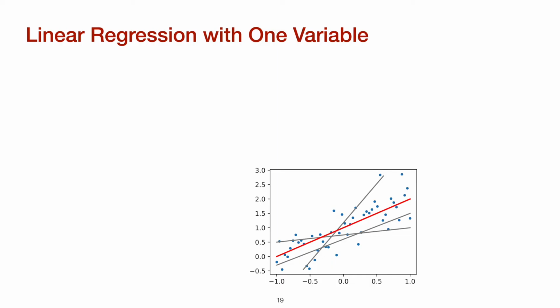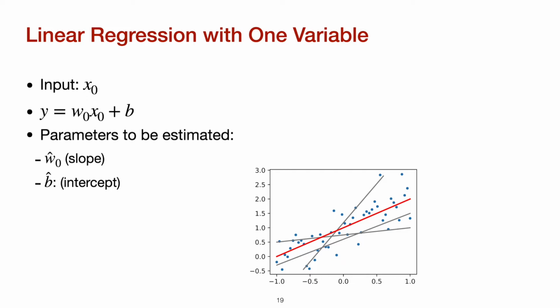So we can see some examples of this if we look at linear regression with one variable. We have some x sub 0, a single feature, and we predict some y value based on the weight times this x sub 0 plus some bias or some constant value. And what we want to try and estimate is the w sub 0 slope, this single parameter, and this b intercept value as basically an offset here.